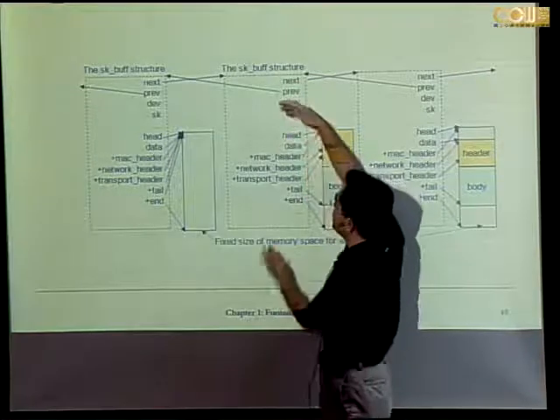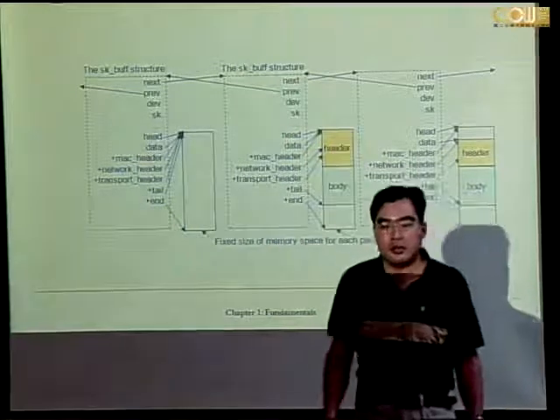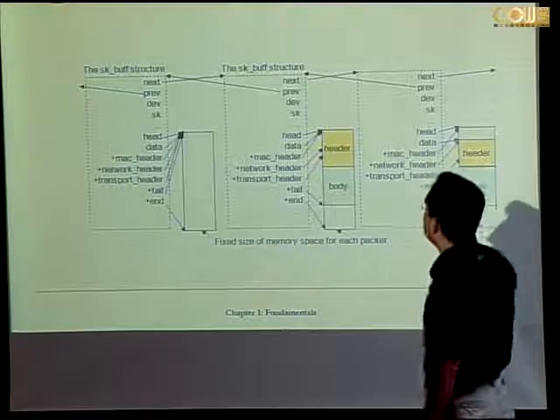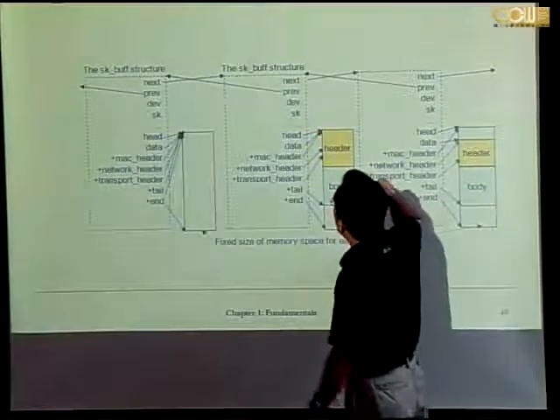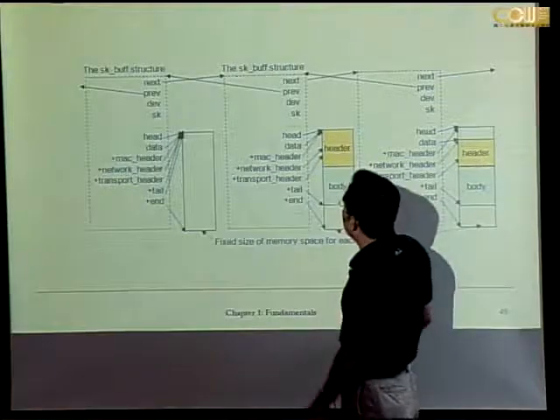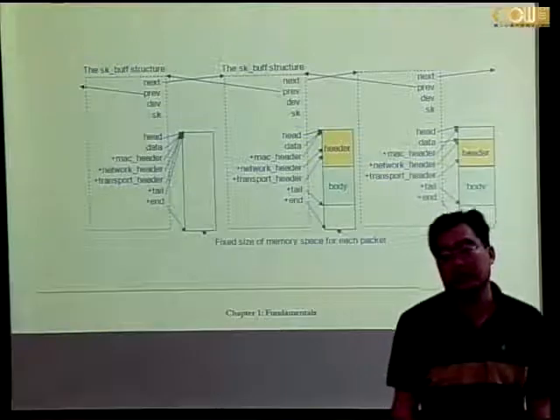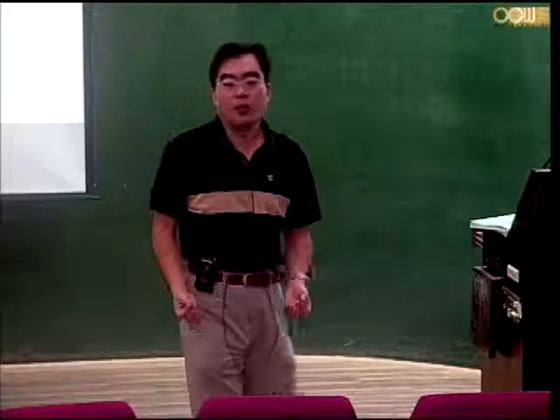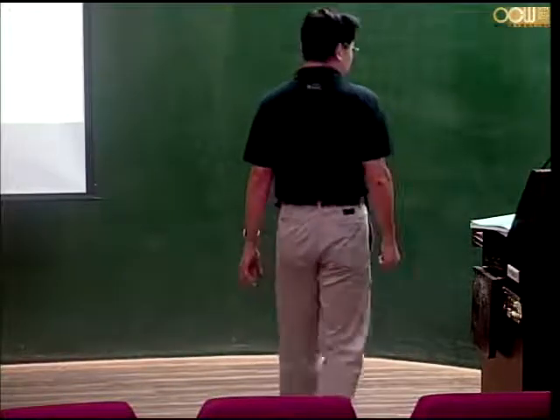Right? So you can see, I don't need to actually copy the packet. I just change the pointer to join different queues. So you can consider the skbuff structure to be the metadata of the packet, while the actual data of the packet is in another space that will be pointed to by several pointers within the skbuff.